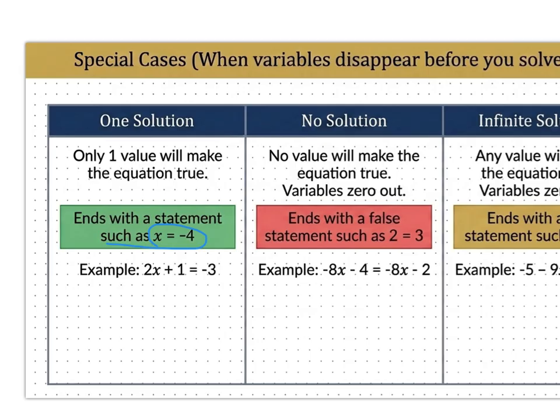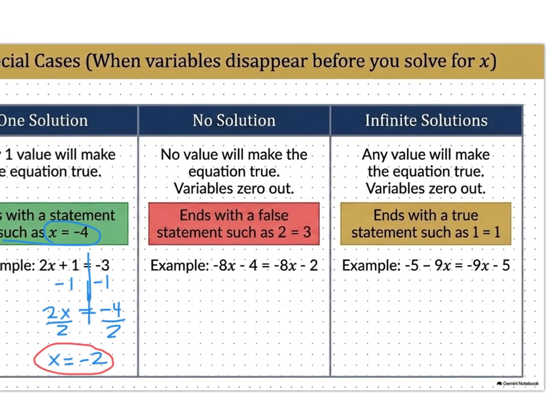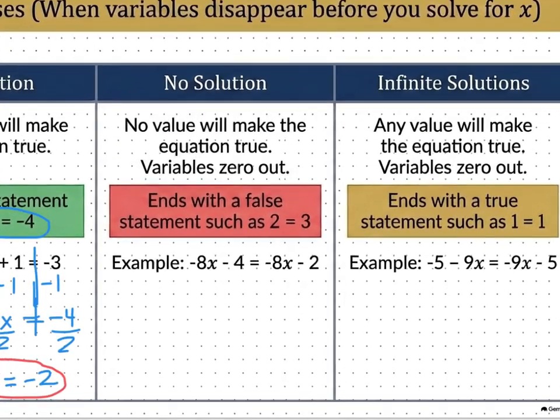So an example would be like when I have this and I subtract 1 from both sides, leaving me with 2x equals negative 4, divide off my 2, and x equals negative 2. So problems like these are the ones that we've been doing so far in class. But there are two other types of solutions that we need to look at: no solutions and infinite solutions.